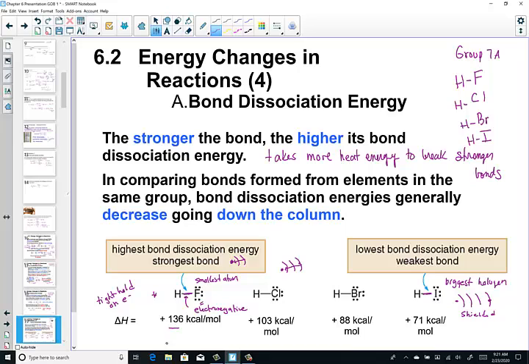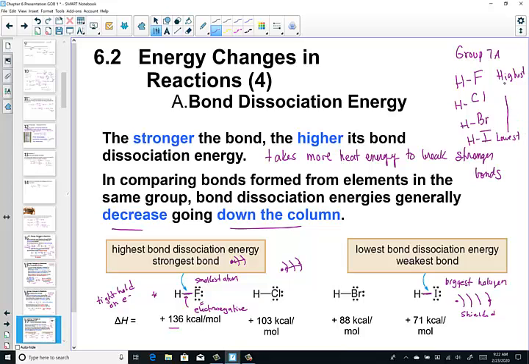And you can see based on the bond dissociation energies, HF requires 136 kcals per mole to break that bond. HCl requires a little less, 103 kcals per mole. HBr, a little bit less yet, 88 kcals per mole. And the HI is at 71 kcals per mole. You will see the bond dissociation energy decreasing as you go down the column. This would be the highest bond dissociation energy, and this would be the lowest bond dissociation energy.